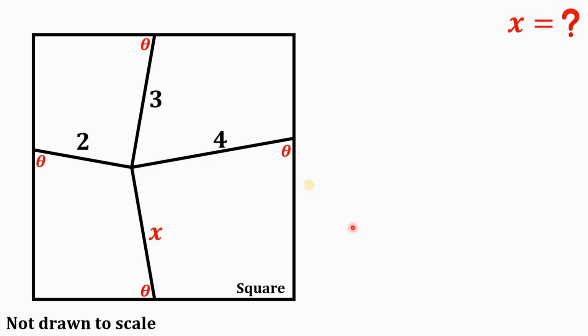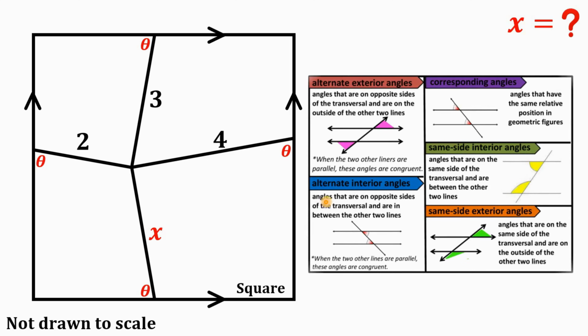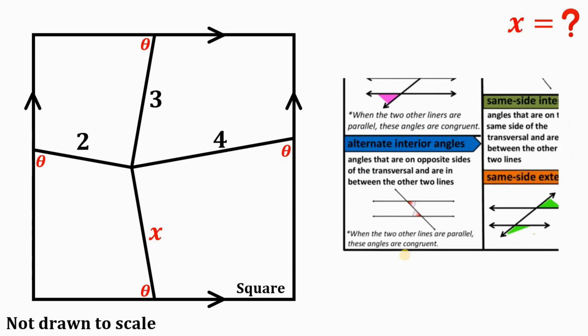To answer this kind of question, we're going to use the properties of a square. To be specific, we know that the opposite sides of this square are parallel to each other, like this. So we will use the concept of parallel lines, and also the concept of a transversal line. To be specific, we will use the concept of these alternate interior angles.